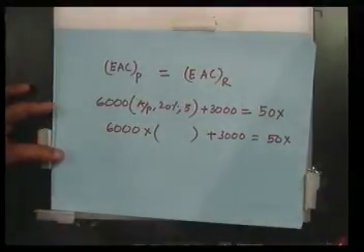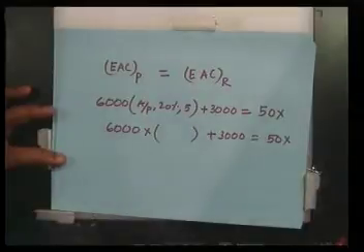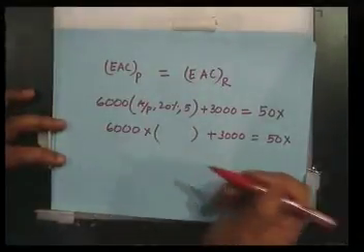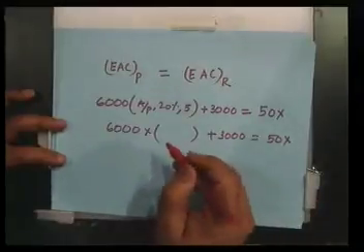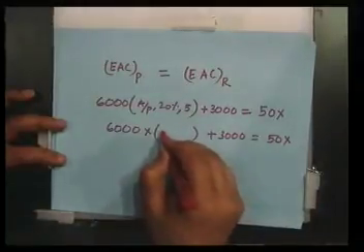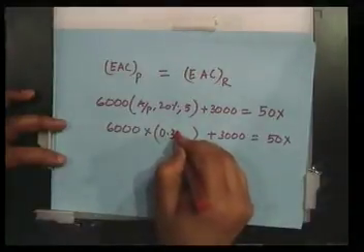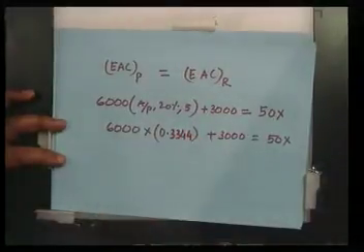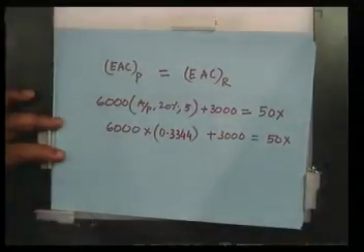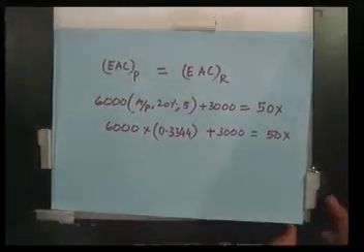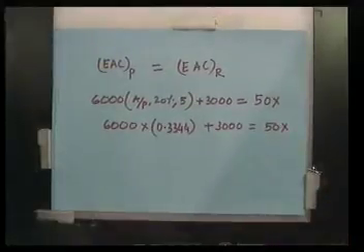Do you have the table with you? You want A by P? Yes. 0.3344. This value is 0.3344. That means the factor value for A given P at an interest rate of 20% for 5 years is 0.3344.